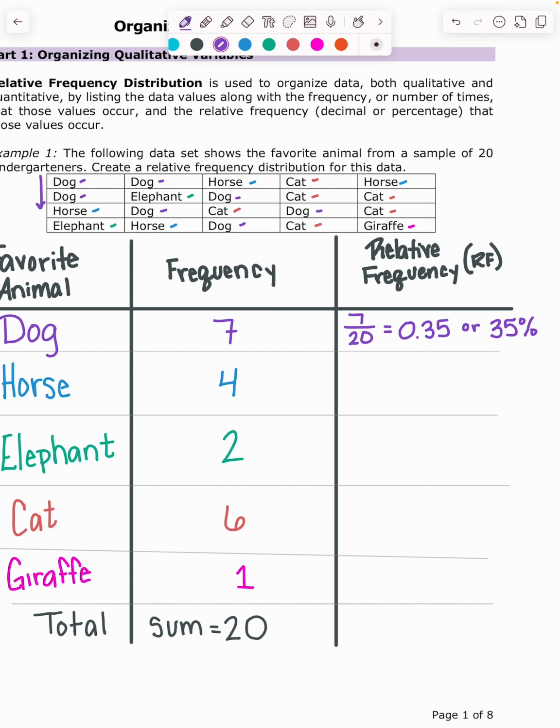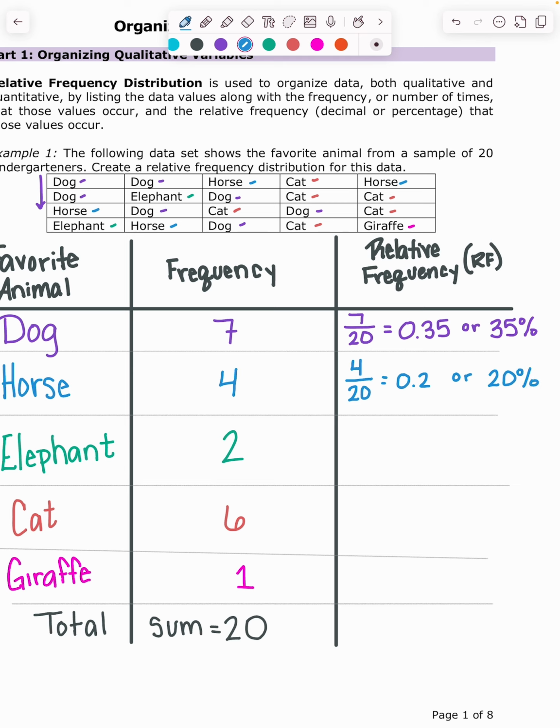So 0.35 is the decimal for relative frequency. 35% is the percentage relative frequency. So 35% of these kindergartners have a favorite animal of dog. So I'm going to keep doing this for all of my animals. So 4 over 20, that is 0.2, or if we want the percentage, that would be 20%.